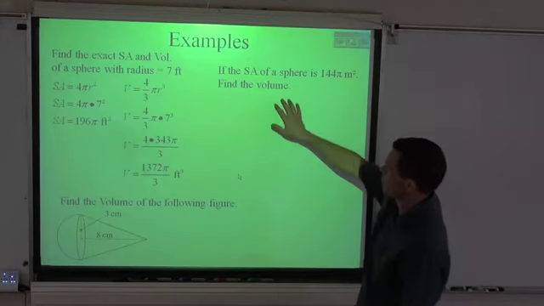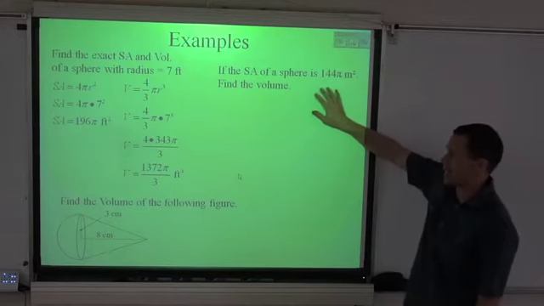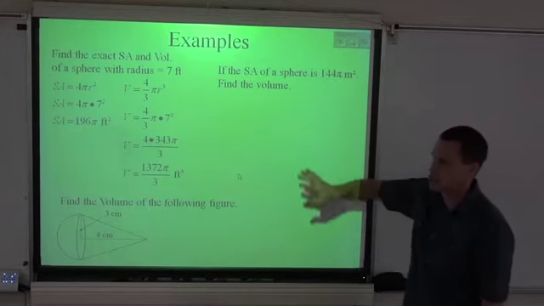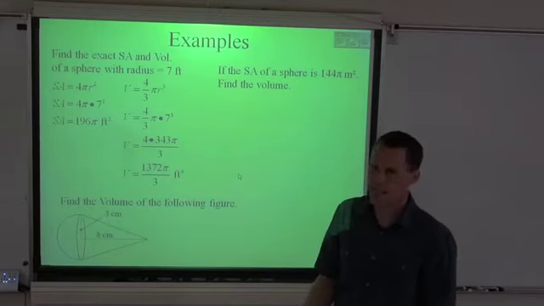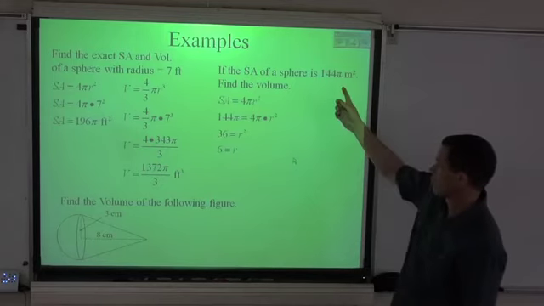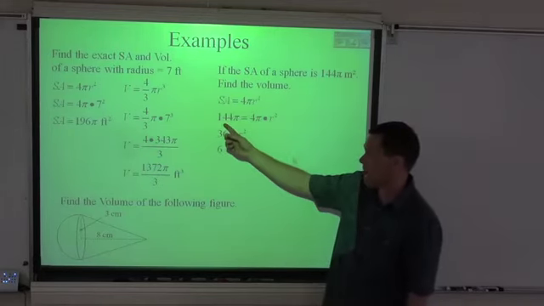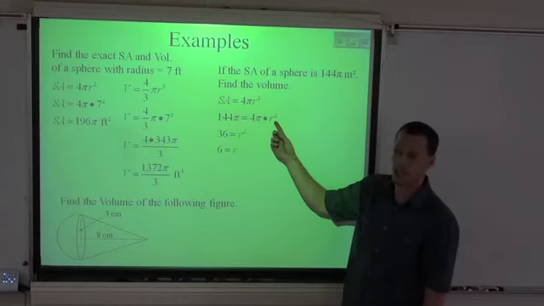Now, another type of problem is, what if I know the surface area of a sphere is 144 pi and I need to find volume? Well, just like on all the previous stuff, the only thing we need is the radius, and they didn't tell us it. But they did tell me that the surface area is 144 pi. And I know the formula for surface area, 4 pi r squared.